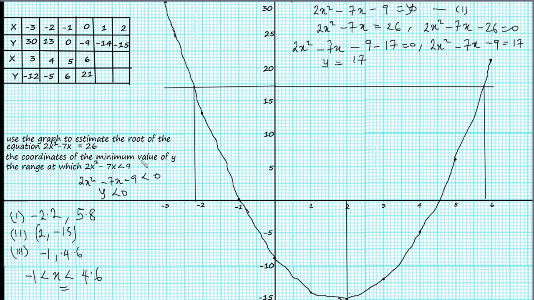And the last one, the range of values for which 2x squared minus 7x is less than 9. So 9 comes to this side and becomes minus 9. So 2x squared minus 7x minus 9 is less than 0, and this is our y. So y is less than 0. When you talk about y is less than 0, we are talking about this downward part. It starts from this point, when x is greater than -1 and it is less than 4.6. Anything after 4.6 will be greater than 0.